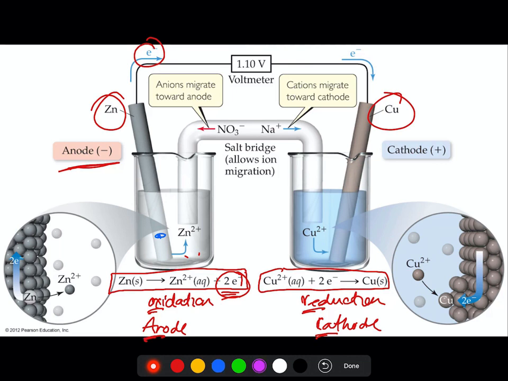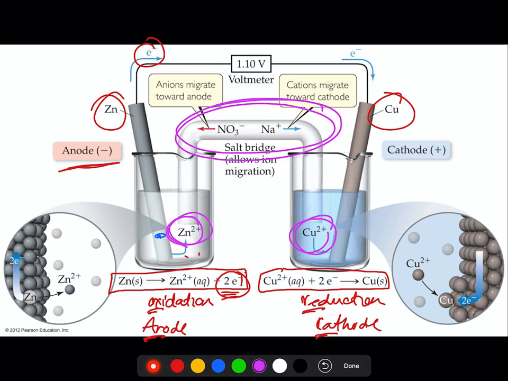And then, finally, last important part, we have our salt bridge. So if we think about what's happening over here, we are producing zinc cations, which means that in order to maintain neutrality in my solution, we are going to get the migration of anions in this direction. Here we are consuming cations, so cations will migrate in that direction.